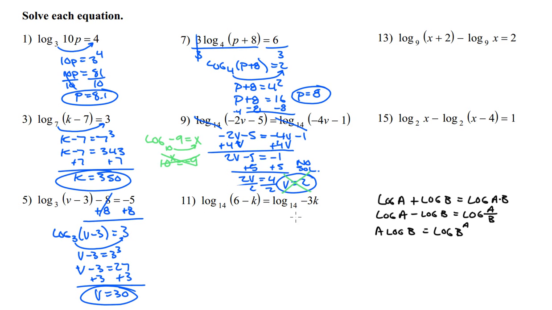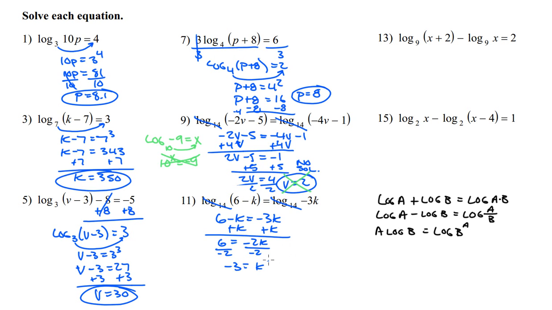Similar to number 9, they both have log base 14s on both sides, so we get rid of those and we get 6 minus k equals negative 3k. Let's add a k to both sides. We get 6 equals negative 2k. Divide both sides by negative 2 and we get k equals negative 3.